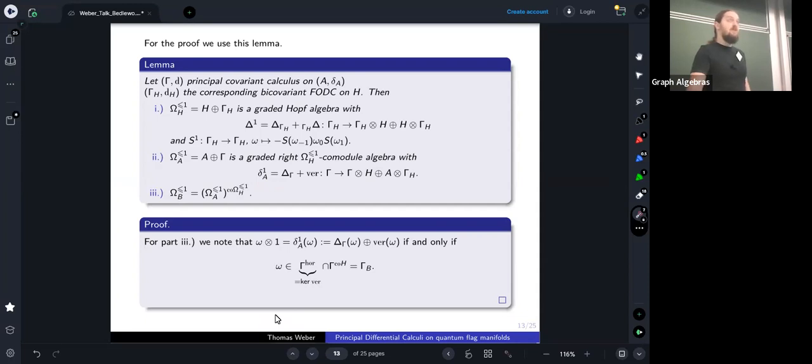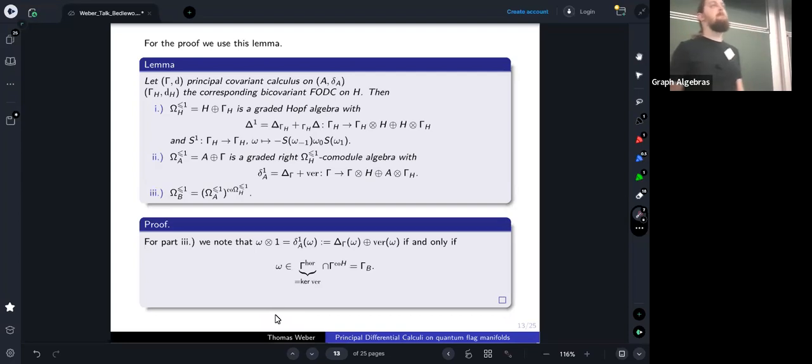It is a coaction if you use the delta 0A. So if you take delta 0A plus delta 1A, this is a coaction on this space here. This is the statement of the lemma. And if you want to see higher orders, you can try to do this, but here I truncate, so I just look at 0 and 1.